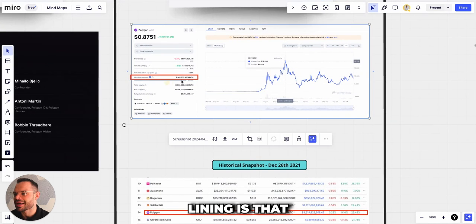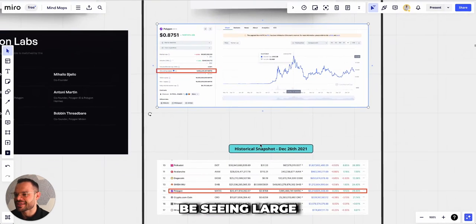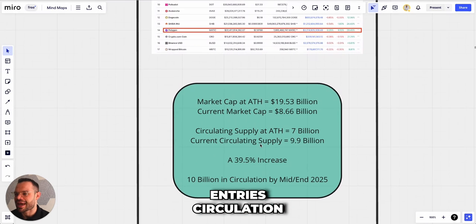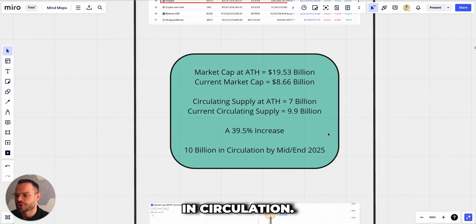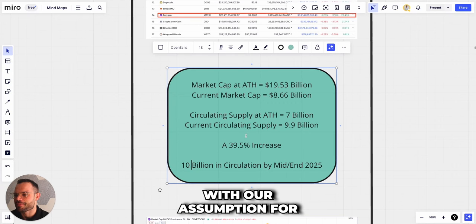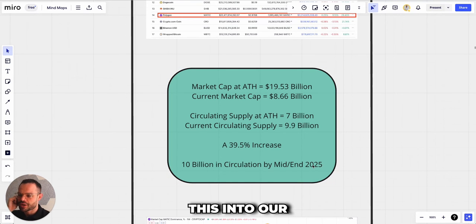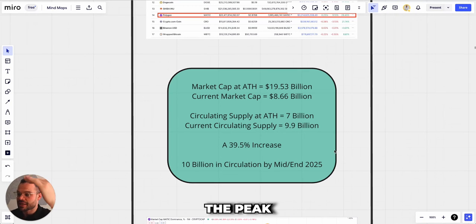However, the silver lining is that we are over 99% vested, and we will not be seeing large amounts of tokens entering circulation over the next few years, because pretty much all tokens are now in circulation. So our assumption for MATIC is that we're going to use the 10 billion tokens in circulation for plugging into our price prediction by the middle to end of 2025, when we estimate the peak of the next bull cycle to occur.